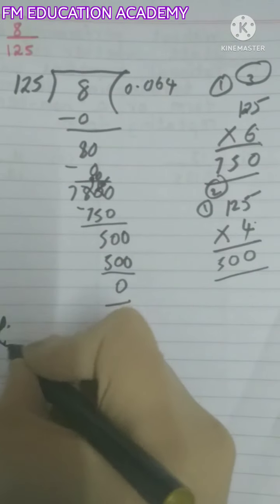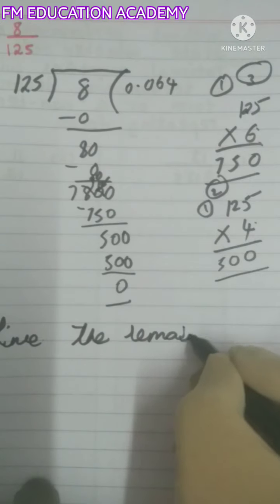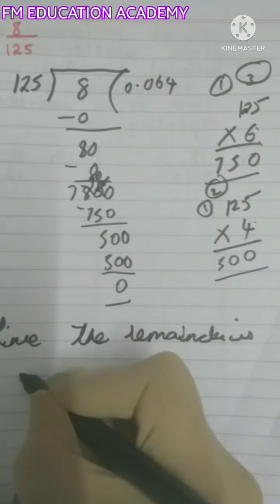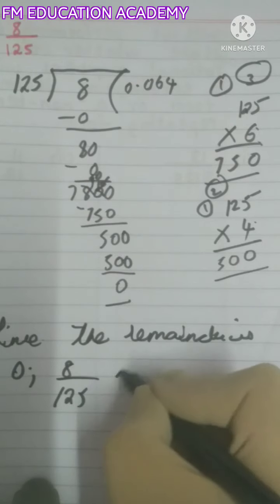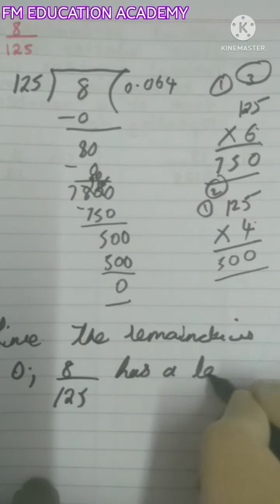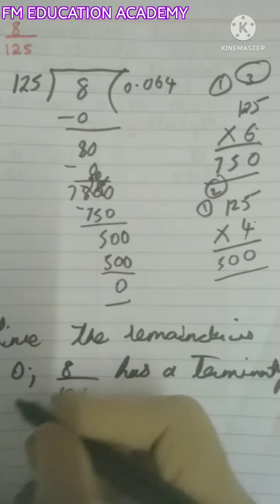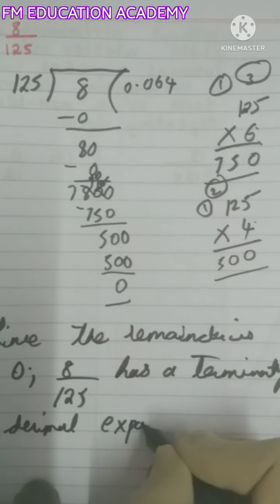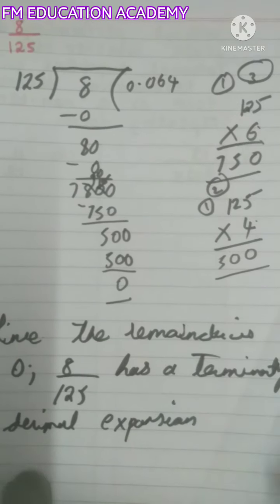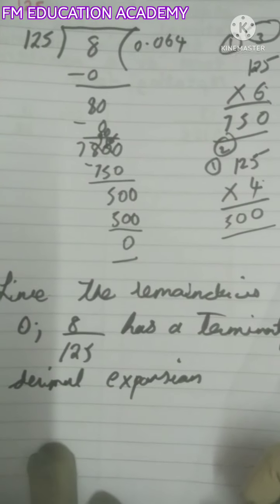So again here we can write, since the remainder is 0, 8 by 125 has a terminating decimal expansion.